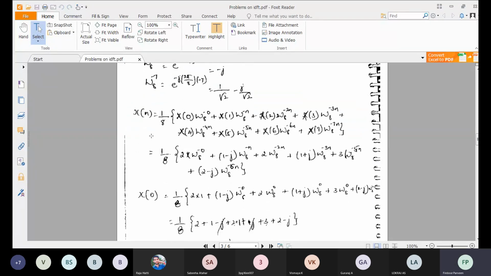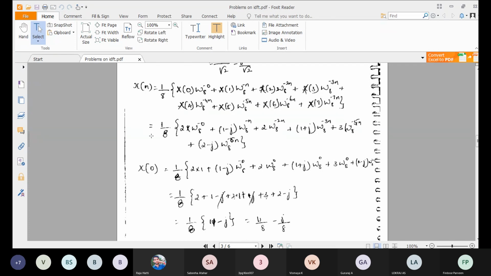So x of n, what you got? See, when I expand, what I'll get, x of n is equal to 1 by 8, x of 0, w to the power of minus 0, plus x of 1, w to the power of minus n, x of 2, w to the power of minus 2n, x of 3, w to the power of minus 3n, x of 4, w to the power of minus 4n, x of 5, w to the power of minus 5n, x of 6, w to the power of minus 6n, plus x of 7, w to the power of minus 7n.